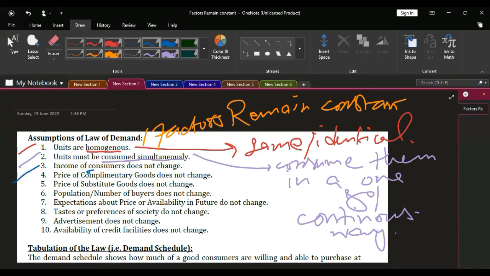Next is income of consumer does not change. We have been assuming that the income of the consumer remains the same. If the consumer is earning $100, then he is still earning the same $100. Next is price of complementary goods does not change. We have already studied this. What are the complementary goods? If you want to learn what are the complementary goods and substitute goods, refer to my previous class. I'm also referring their link in the description section below. Price of substitute goods does not change. Population and number of buyers does not change, means size of the market does not change.